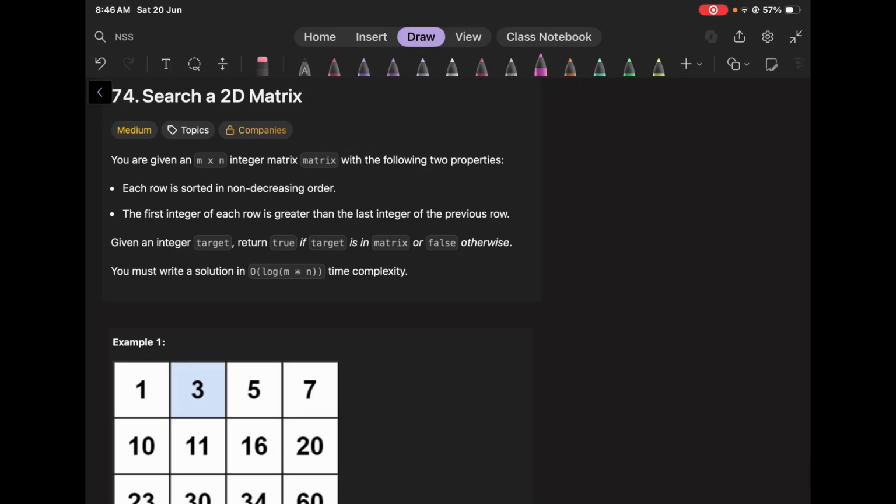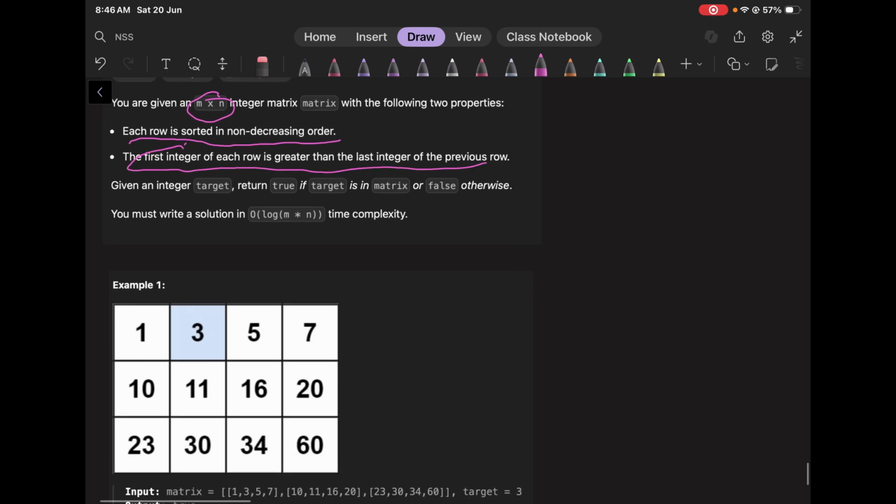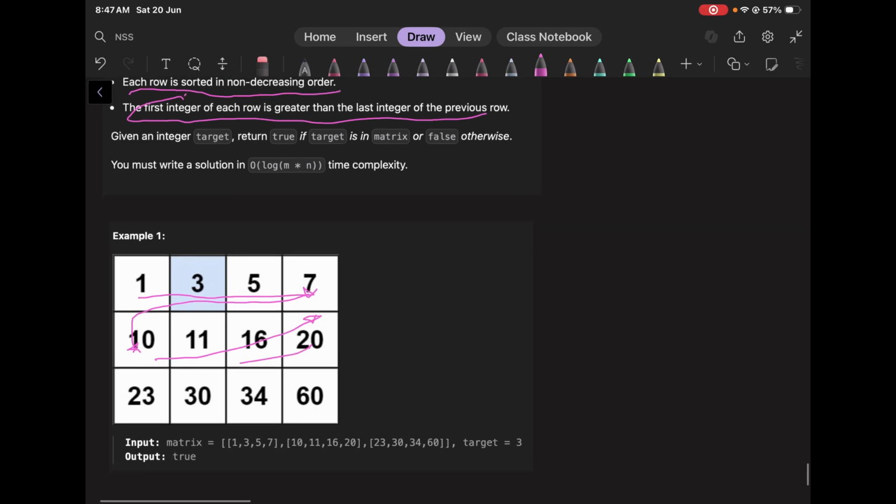LeetCode question 74. We need to search in a 2D matrix. So we are given an m cross n integer matrix with the following two properties. Each row is sorted in non-decreasing order, and the first element of each row is greater than the last element of the previous row. For me, this means this is in increasing order, and the last element is lesser than the first element of the next row, and this is also in increasing order.